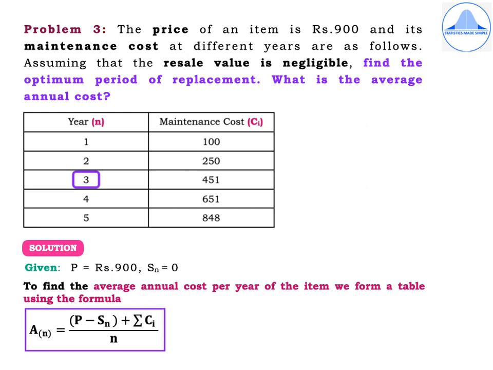Now the first step is to mark the year as N and the maintenance cost as Ci. Let us now write under solution the values which are given. So write given the price of the item, which is P equal to rupees 900, and because the resale value is negligible, it means that Sn is equal to 0. Next, to find out the average annual cost of the item per year, we have to form a table and use the formula An is equal to P minus Sn plus summation Ci divided by n.